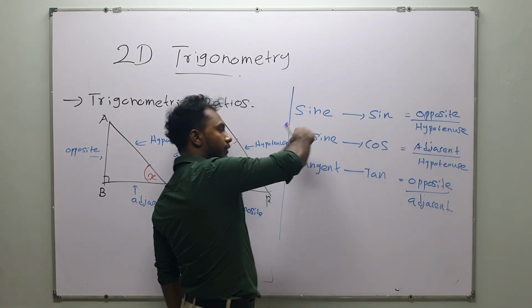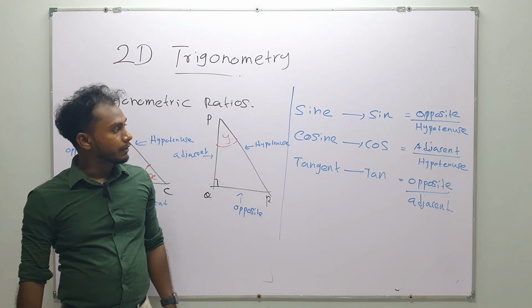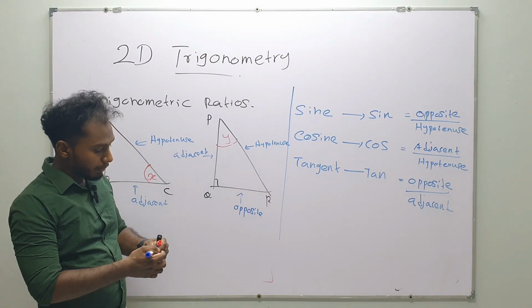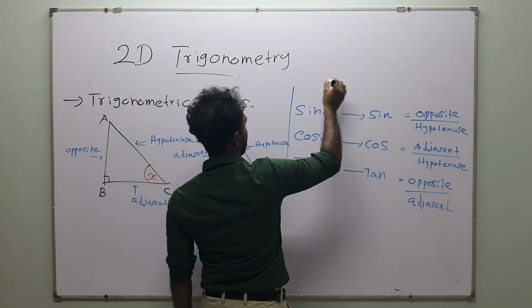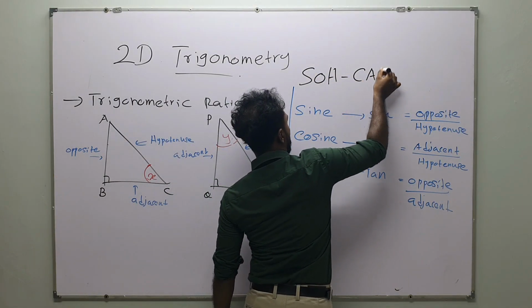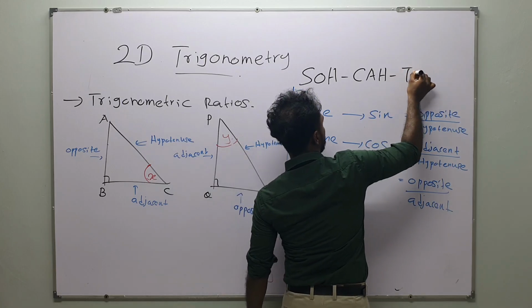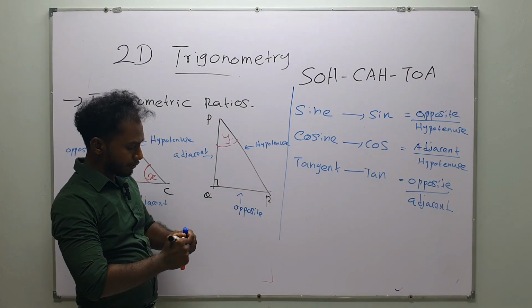This will not be given in your paper. In the formula sheet, you will not get this one. So you have to keep this in your mind. And to remember this one, we use this simple saying, CAH TOA. You might have heard it before. CAH TOA, to memorize these three trigonometric ratios.